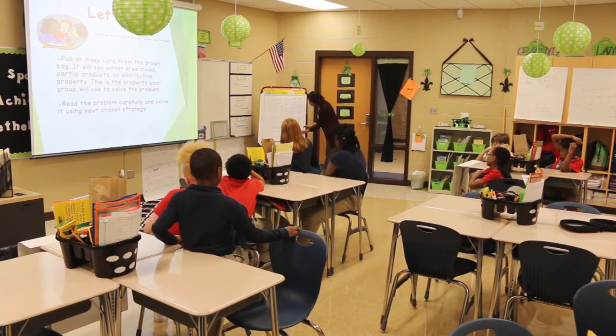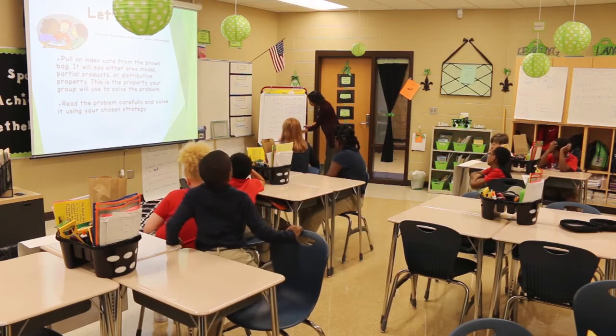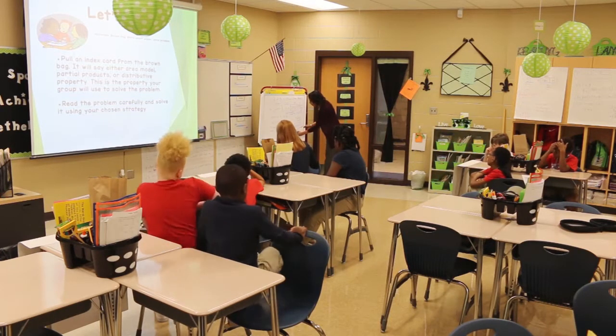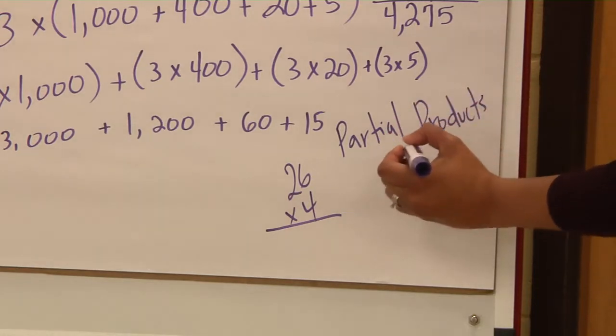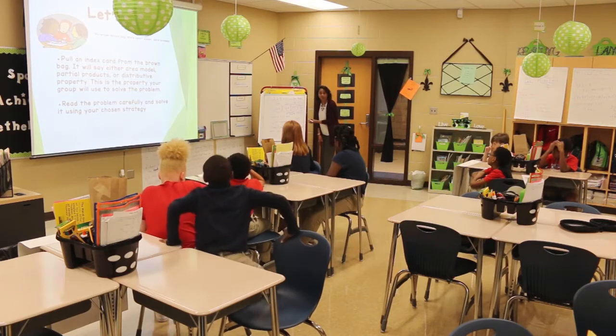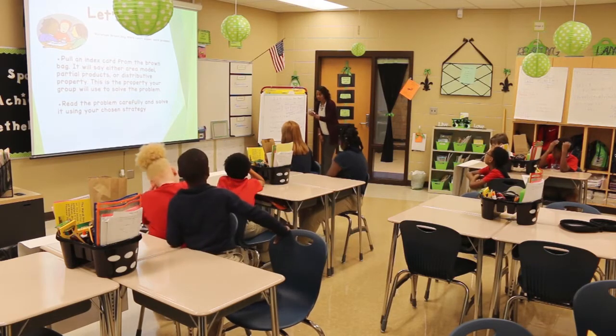I'll go backwards. Okay, so what should we do? I meant 6 times 20. Are we doing 6 times 20? I meant 4 times 20. Should we do 20 first, class? What number should we do first? 4 times the what? 4 times 6. 4 times the 6.